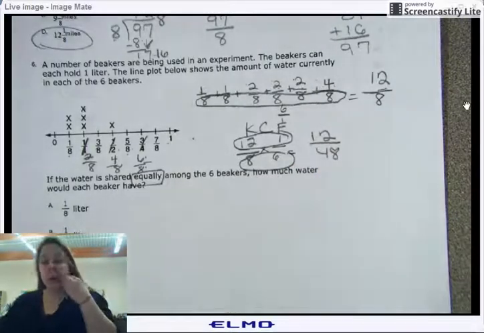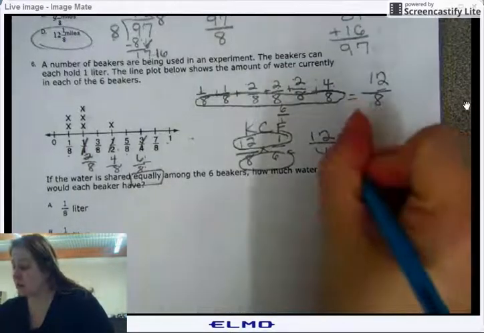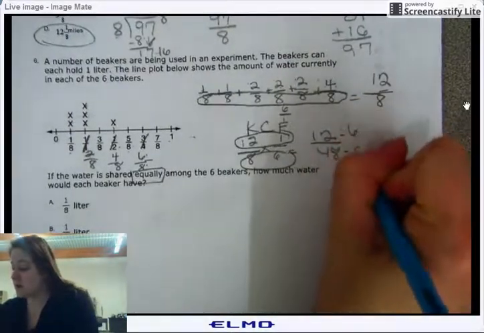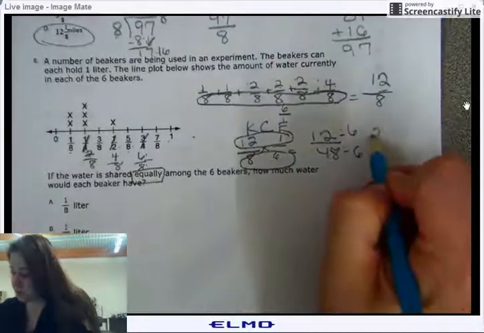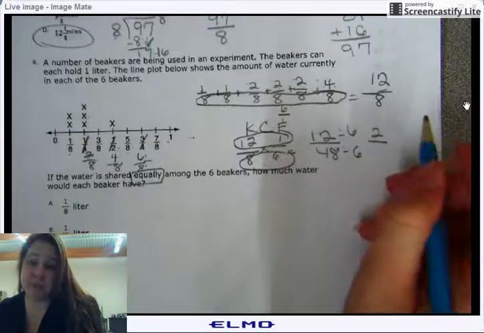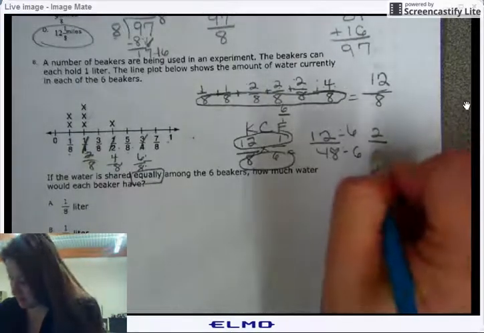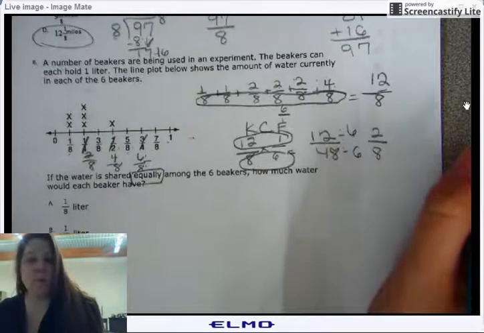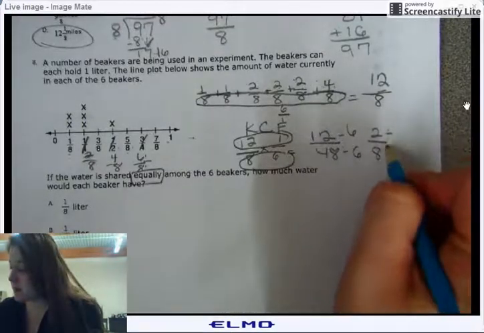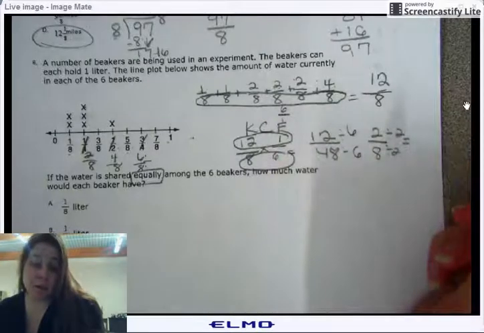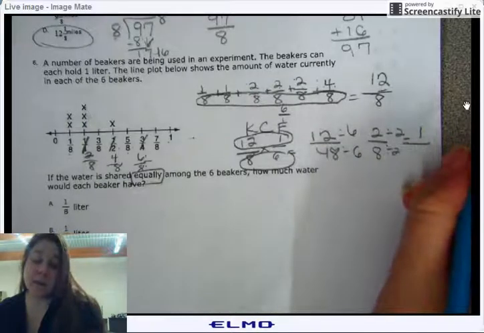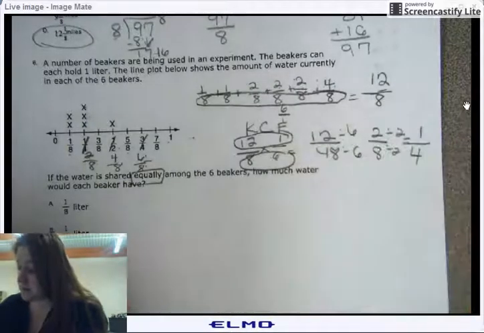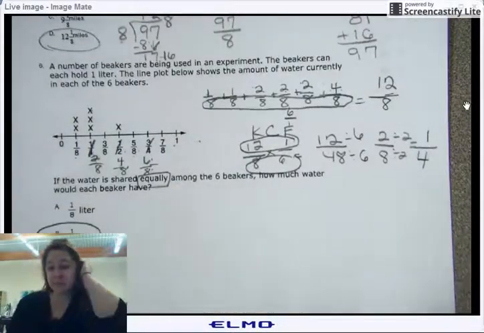Now what am I going to do there? I'm going to reduce it. I'm going to divide by 6 because I know that 6 goes into each one. 12 divided by 6 is 2, and 48 divided by 6 is 8. They're both even still, so once again I'm going to divide by 2. 2 divided by 2 is 1, and 8 divided by 2 is 4. So your answer to this question is B, 1/4. Okay?